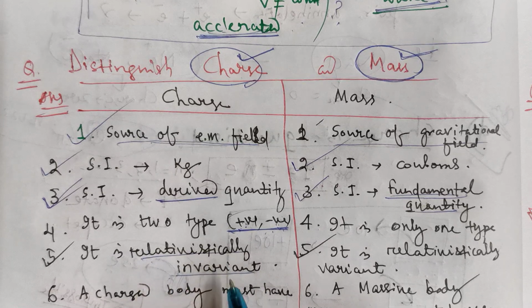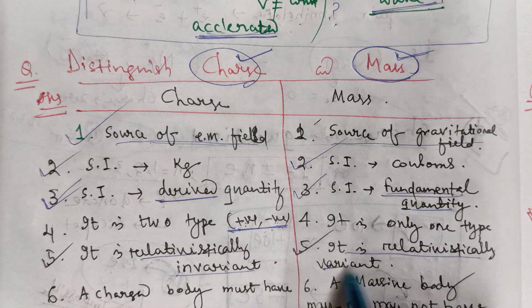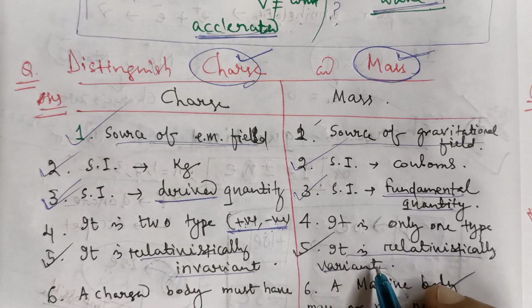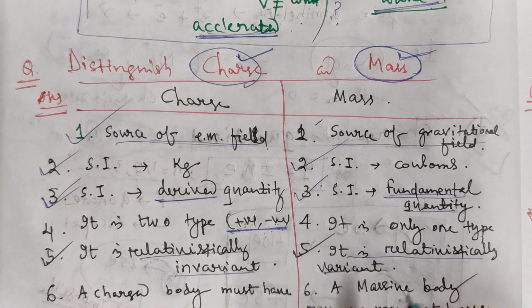Charge is relativistically invariant. That means it does not change while it is in motion. Mass is relativistically variant. That means it changes when it moves with high speed.